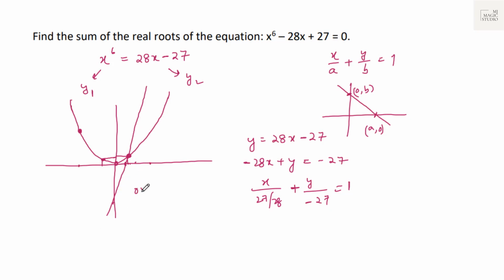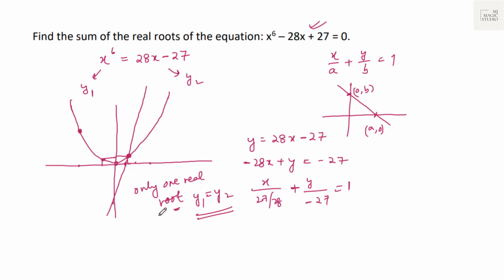That means there is only one real root of the equation y1 equals y2. And this is what is given. The two curves cut at only one point. Now what is that point? This point occurs when x is equal to 1. So if we put x equals 1, we get this as 0. So there we have only one real root.